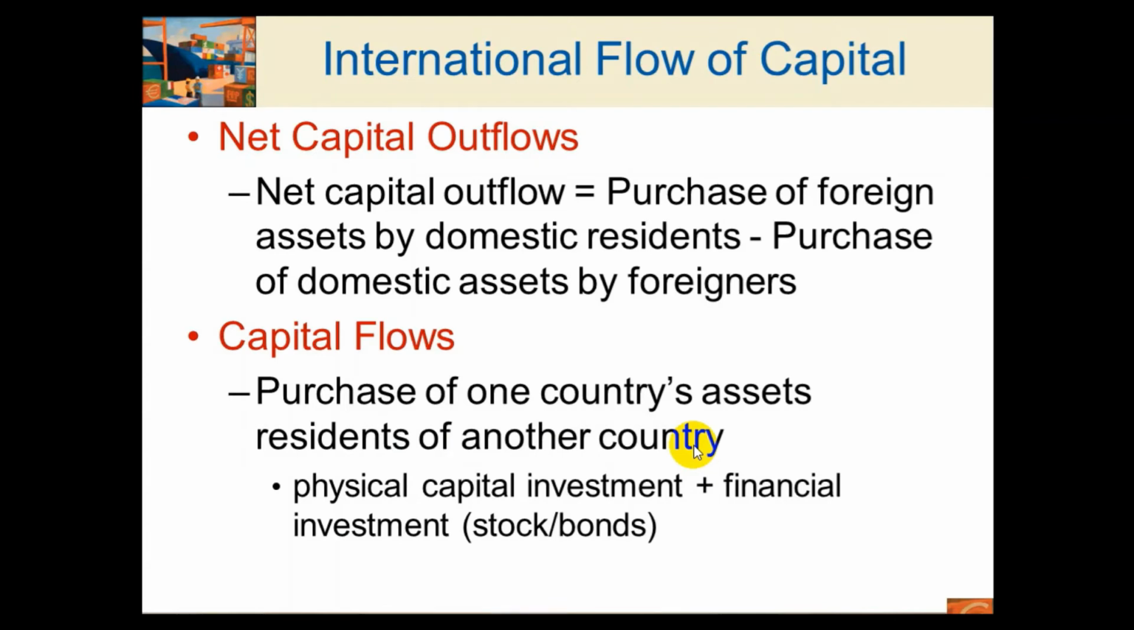The capital can be divided into two forms, physical capital investment and financial investment. An example of physical capital investment is foreign direct investment. Foreign direct investment occurs when a capital investment is owned and operated by a foreign entity. For example, McDonald's opened a fast food outlet in Indonesia. That is an example of foreign direct investment.